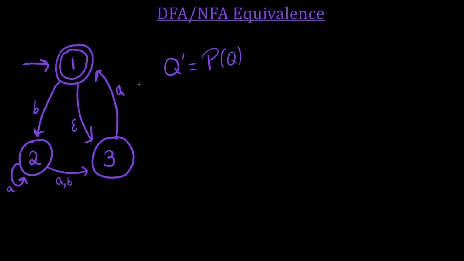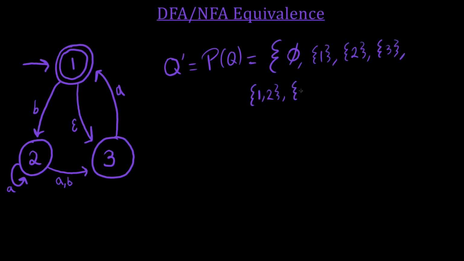But for now, let's just calculate the power set of Q and actually draw in our set of states. So the power set of Q is going to contain the empty set, the set containing the state 1, the set containing the state 2, the set containing the state 3, the set containing the states 1 and 2, the set containing the states 1 and 3, the set containing the states 2 and 3, and finally the set containing the states 1, 2, and 3. Great, so this is our power set.